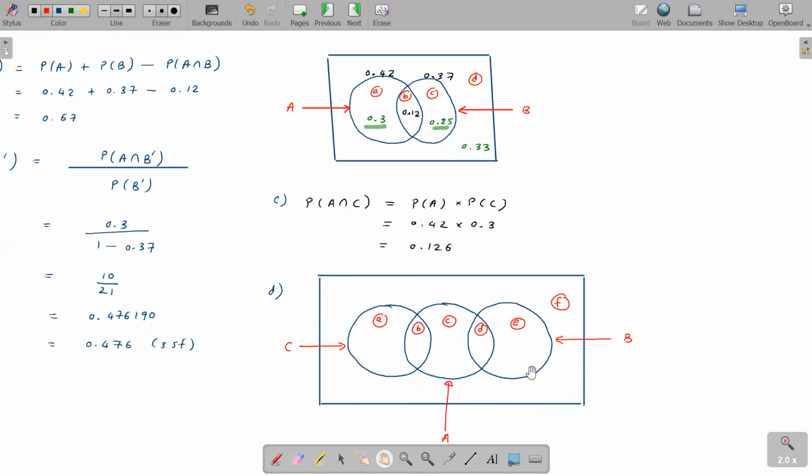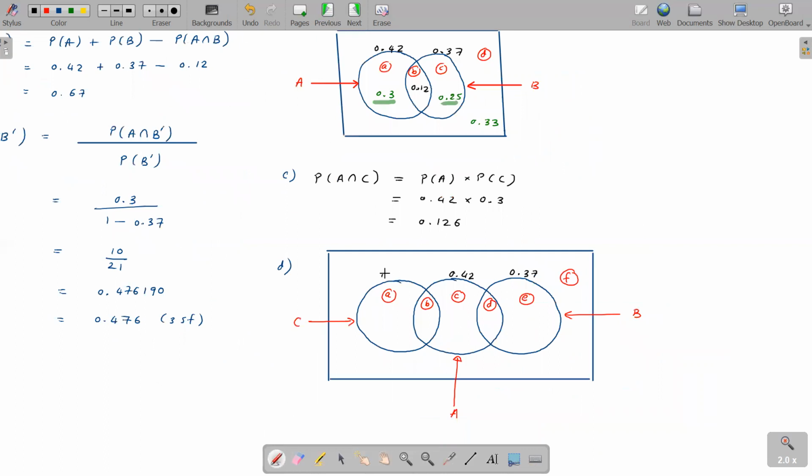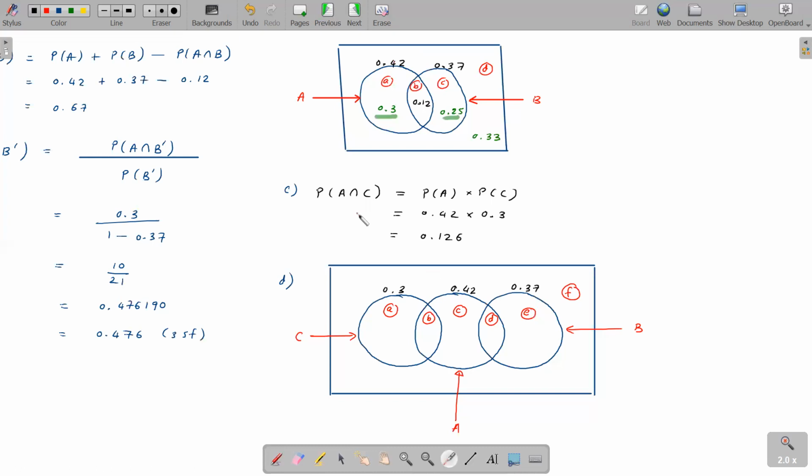Okay, so first thing first, let's get the information. The total probability of circle A is 0.42. I'll mark that at the top. The total probability of circle B is 0.37. And probability C, do we know? Yeah, the event C has probability 0.3, which I'll mark at the top here. All right, guys. And then I think we found some intersections. Can you see A intersection C is 0.126? So A intersection C is the intersection, this part over here, right? So this is 0.126.